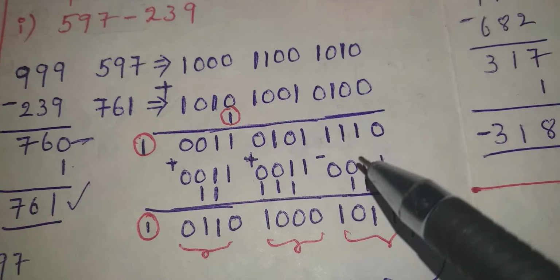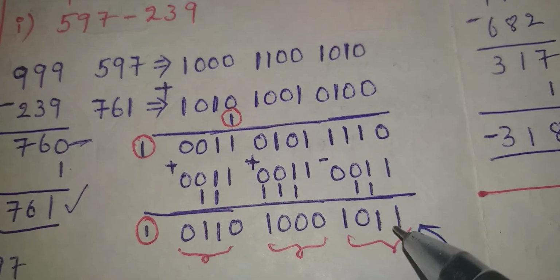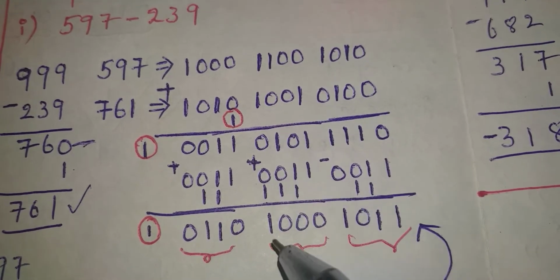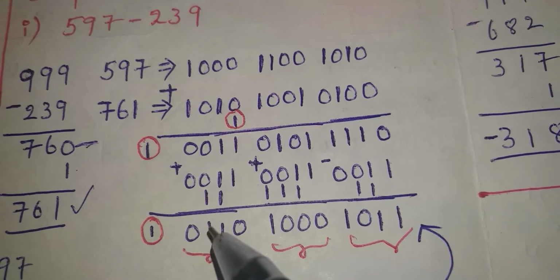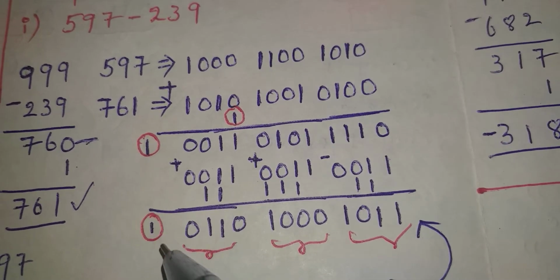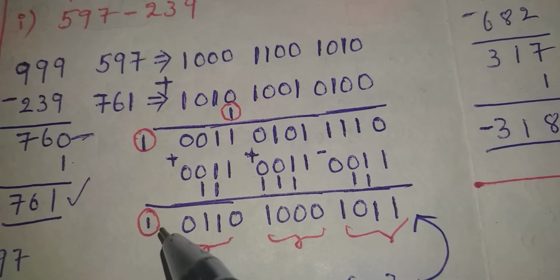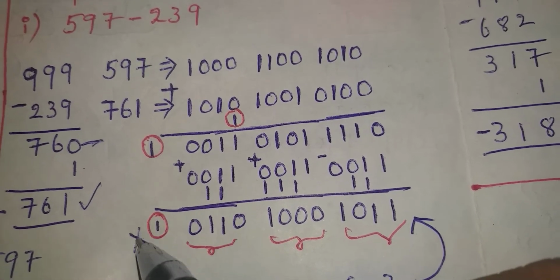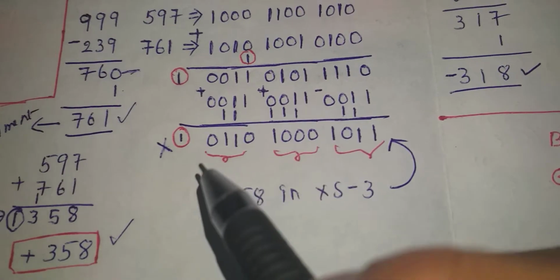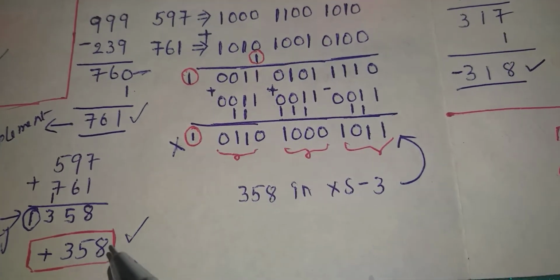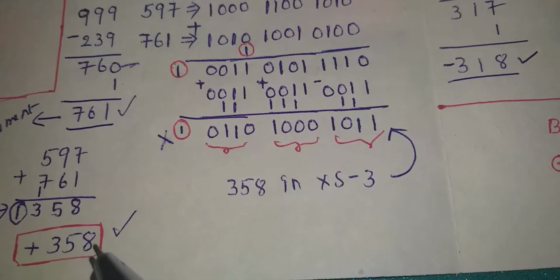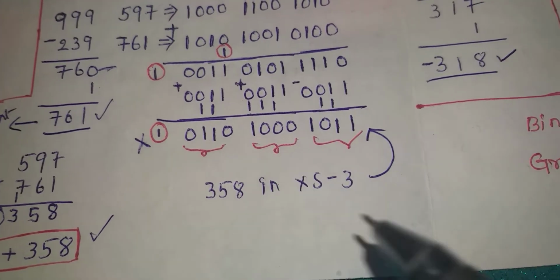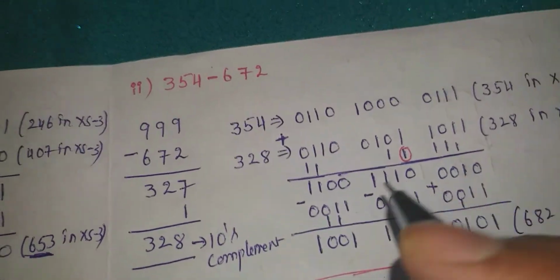Now after performing the subtraction of this, we will get this. After performing addition, we will get this. After performing addition, we will get this. The carry will be as it is. Since carry is generated, the result is positive, and we have to ignore this carry. Is it clear? Okay, now if you look, cross check: 3, 5, 8. 3 plus 3 becomes 6, 5 plus 3 becomes 8, 8 plus 3 becomes 11. This is plus 358.